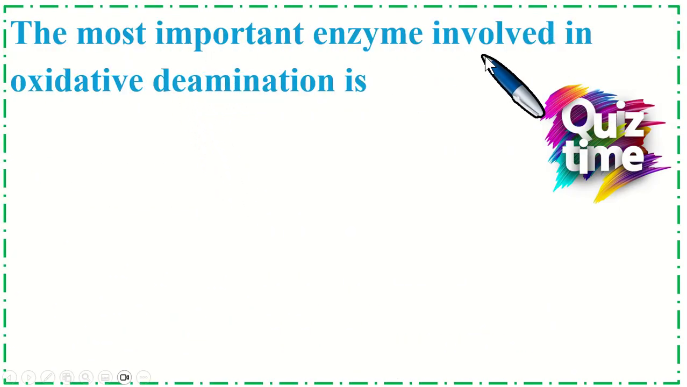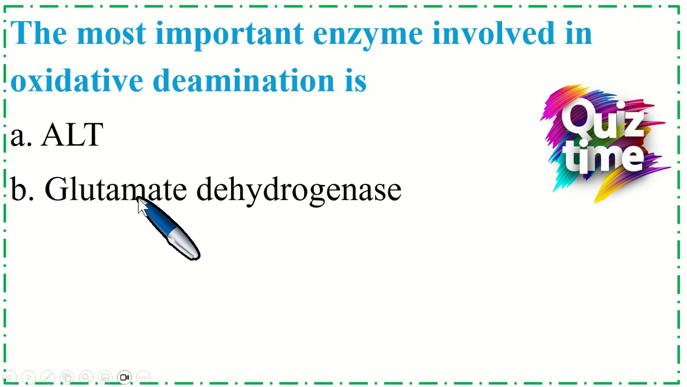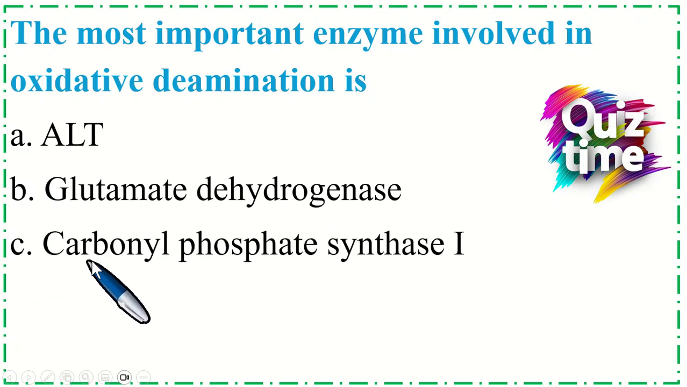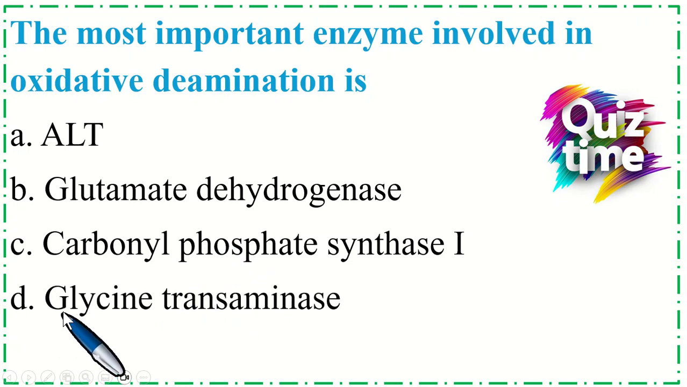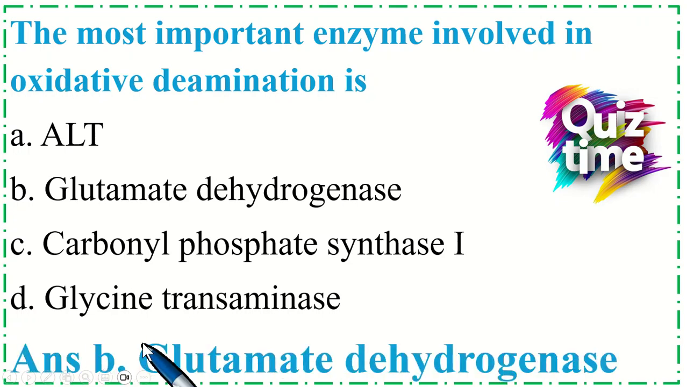The most important enzyme involved in oxidative deamination is option A, ALT. B, glutamate dehydrogenase. C, carbamoyl phosphate synthetase 1. And option D, glycine transaminase. Correct option is B, glutamate dehydrogenase.